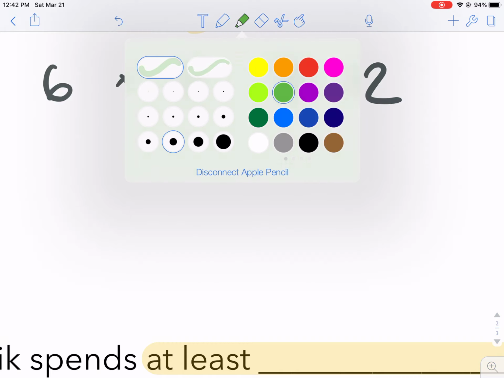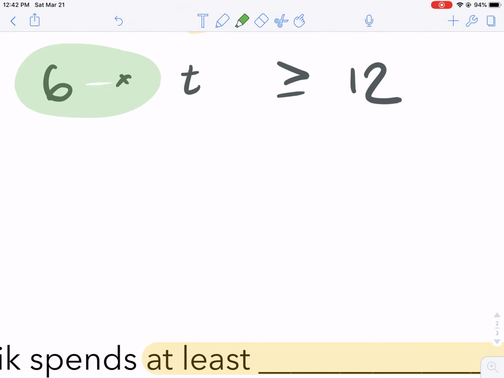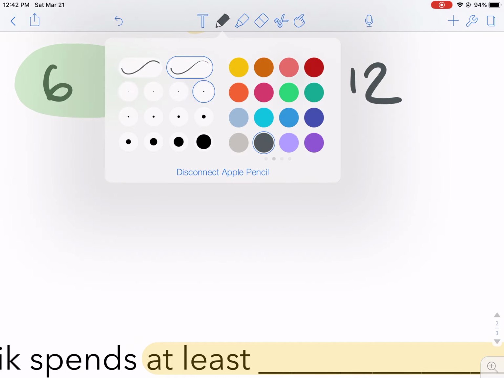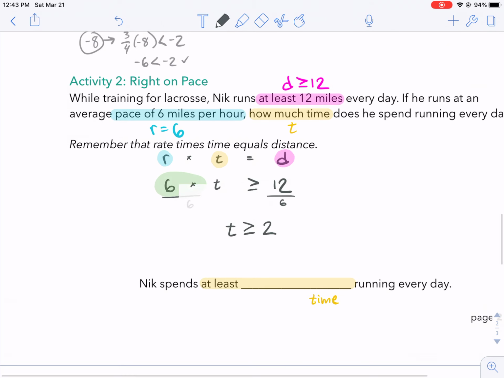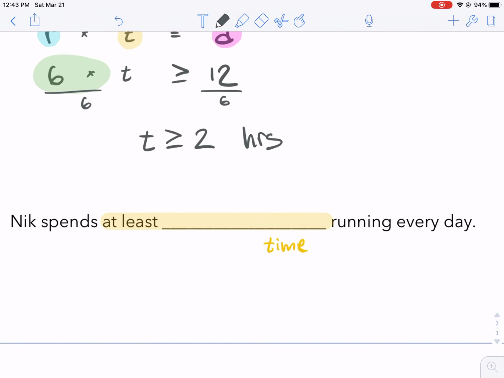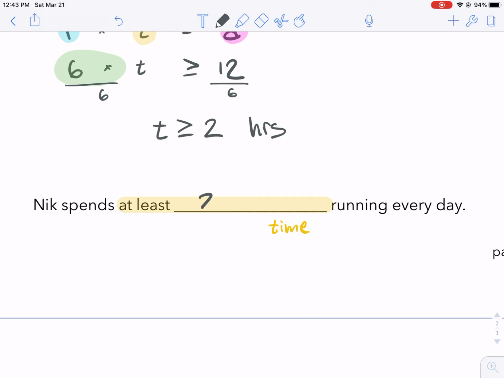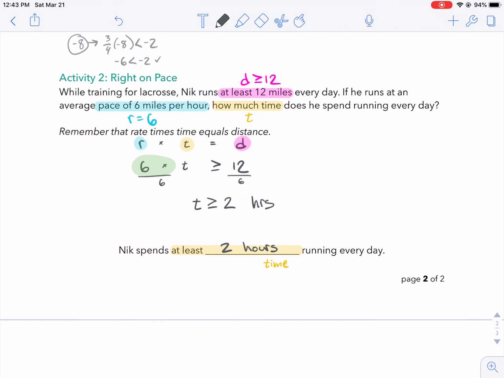Right now I see that we have a 6 times T. So to undo that, we are going to divide by 6 on both sides. Divide by 6, divide by 6. That gives us that T is greater than or equal to 2. Now since his rate was in miles per hour, this is 2 hours. So that tells us that Nick spends at least 2 hours running every day. Good job, Nick. Way to stick with it.